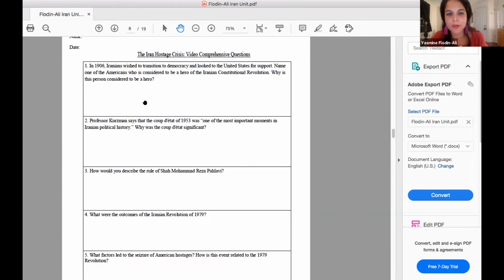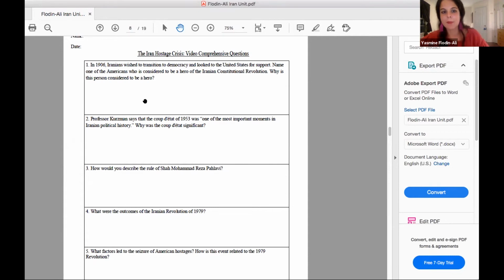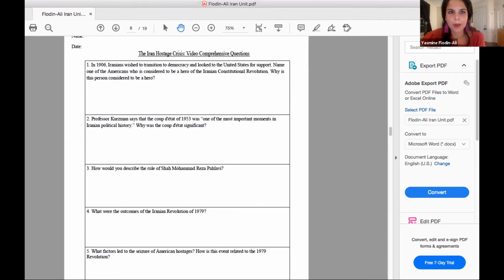And then for 2 and 3, just centering that the coup is really at the center of mind for Iranians when they're talking about the hostage crisis. That's really connected history that's important to the context of Iranian-American relations, even if that coup isn't highlighted as much in typical American narratives of the hostage crisis. And we've got some other questions here, but those are the first 3 that would be highlighted by those couple of minutes of the video that we watched.